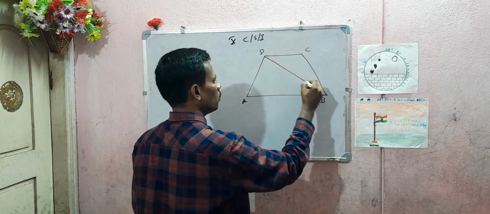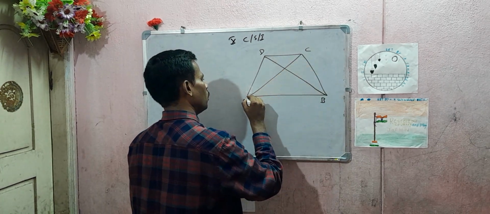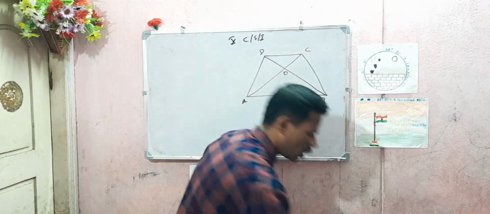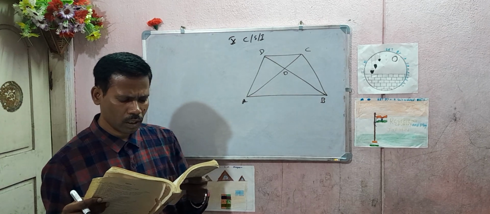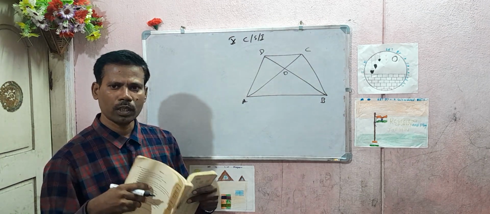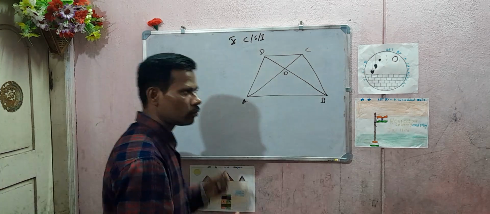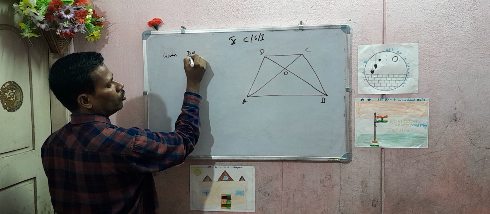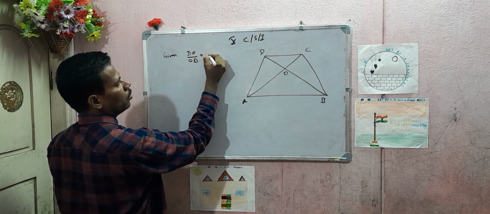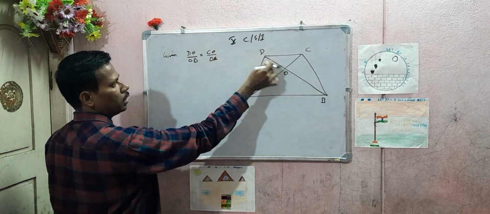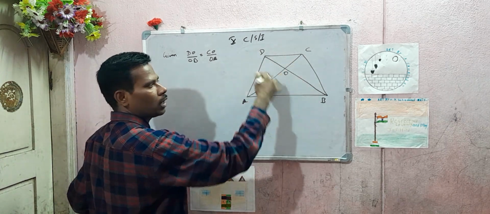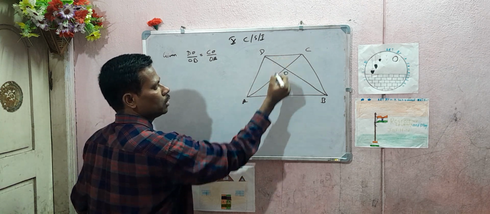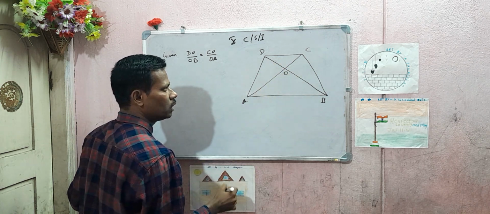What is given is diagonals of a quadrilateral are proportional. Already they have given diagonals of a quadrilateral divide each other proportionally. Prove that it is a trapezium. So what is given is DO by OB is equal to CO by OA. Diagonals of a quadrilateral are proportional. Now what you have to prove? To prove is ABCD is a trapezium. Simple.